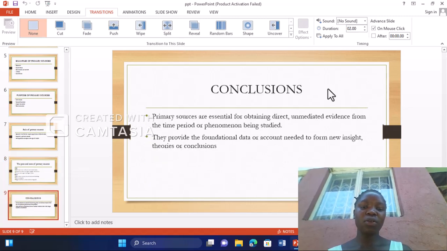Then in conclusion, primary sources are essential for obtaining direct and unmediated evidence from the time period of the phenomenon being studied. They provide foundational data or accounts needed to form new insights, theories, or conclusions. This is basically about this video. We are done with primary sources.